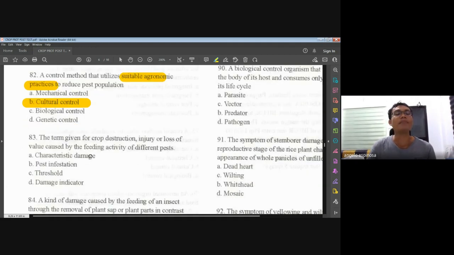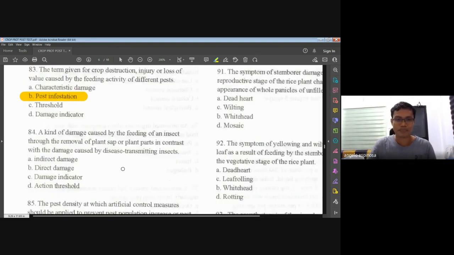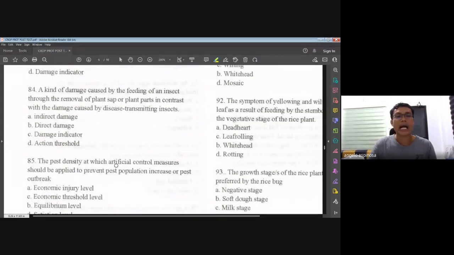Number 83, the term given for crop destruction, injury, or loss of value caused by feeding activity of different pests. That's what we call pest infestation. Okay, next. Number 84, a kind of damage caused by the feeding of an insect through the removal of plant sap or plant parts, in contrast with the damage caused by disease-transmitting insects. What do you call that? That's what they call indirect damage. Kasi nga, nire-remove pa ng plant sap bago siya makapasok sa loob. Yung mga direct damage, hindi siya transmitting type of insects. Directly, dinadamage niya yung plants.